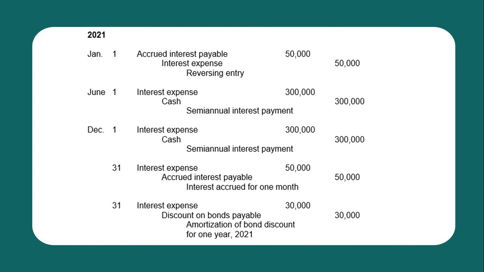Okay, for the next year, it's the same, no? He makes a reversing entry. And then on June 1, he records the interest payment, and the same on December 1. And on December 31, he records the accrued interest. And of course, on the same date, he records the amortization of the discount. This continues. The entries keep repeating until the last year of the maturity period.